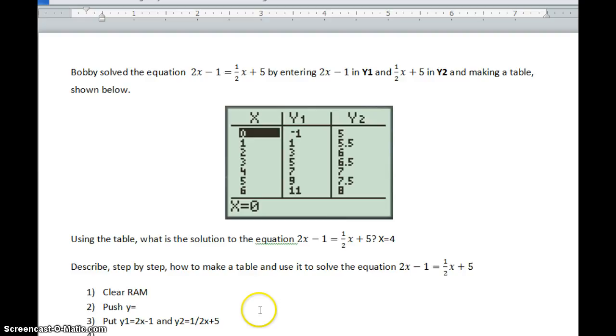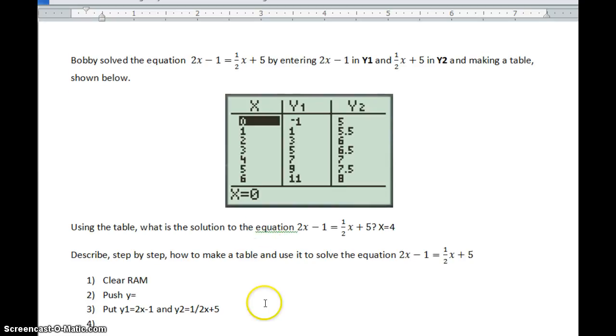And then once I have those two equations in, then it's pretty simple to make a table. I push second and graph. Now the letters above the graph say table, so you push second to make the table instead of the graph. And then once you have that, it looks like this. So let me put those equations in.